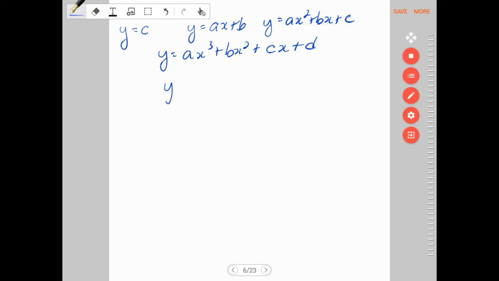So you could have y equals 4x cubed minus 7. And you don't have that bx squared and a cx in that. That's okay. That doesn't change the fact that it's a certain type of polynomial.